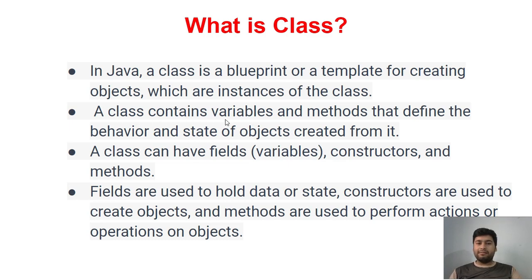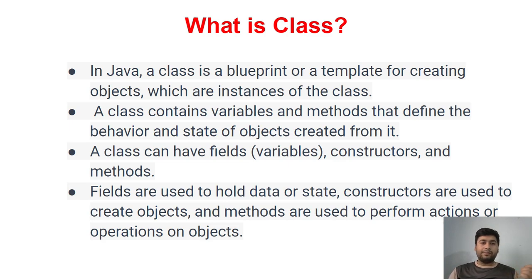A class contains variables. Variables mean properties. For example, a student has properties called student ID, student name, student fee, student college, student courses. Same thing with a school: a school also has properties like school ID, school zip code, school name, and whatever branches it has.